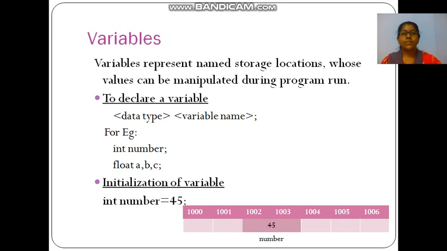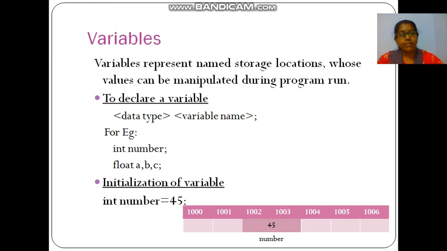Now let's discuss what a variable is, how we can declare a variable, and how we can initialize a variable. A variable is a name for a storage location in memory. Inside the memory, we store the data. We need to represent that area with a name. That is a variable.